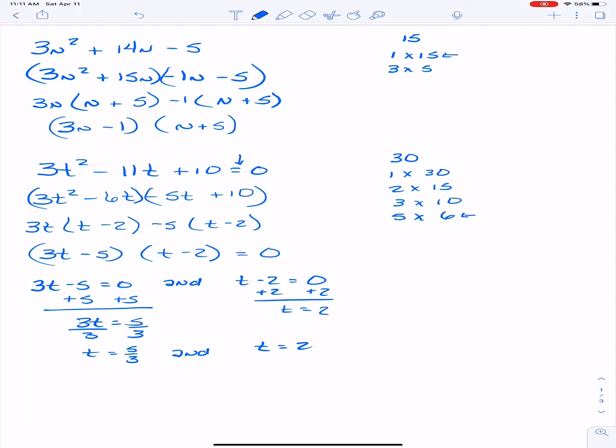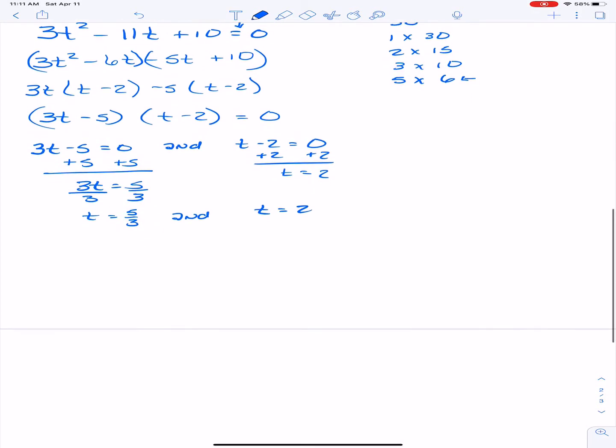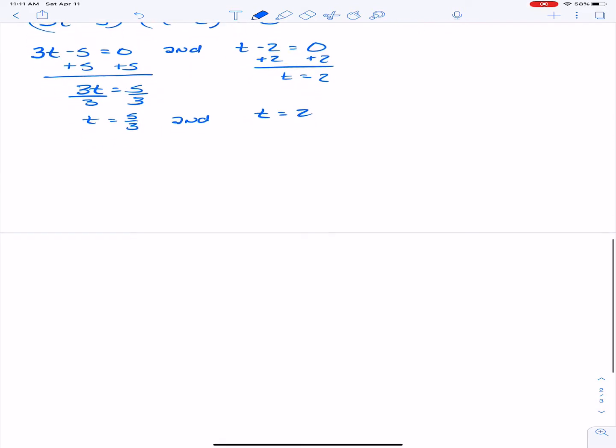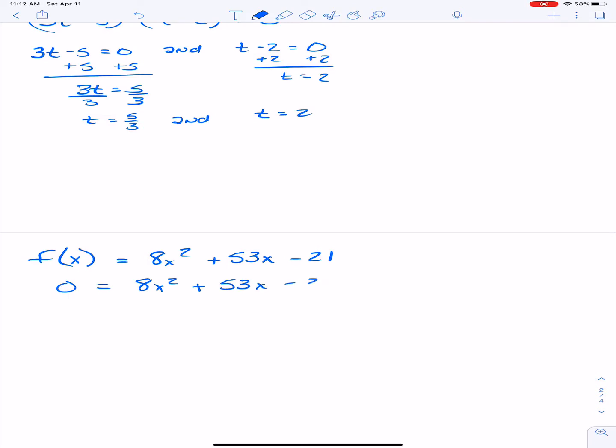Okay, so let's do another one. But let's make this one a function. Okay. So we're going to say f of x is equal to 8x squared plus 53x minus 21. And they want us to find the roots of this problem. Okay. So again, finding the roots or solving this is just like, I want you to think of this f of x. Let's just make it 0. So 0 equals 8x squared plus 53x minus 21.